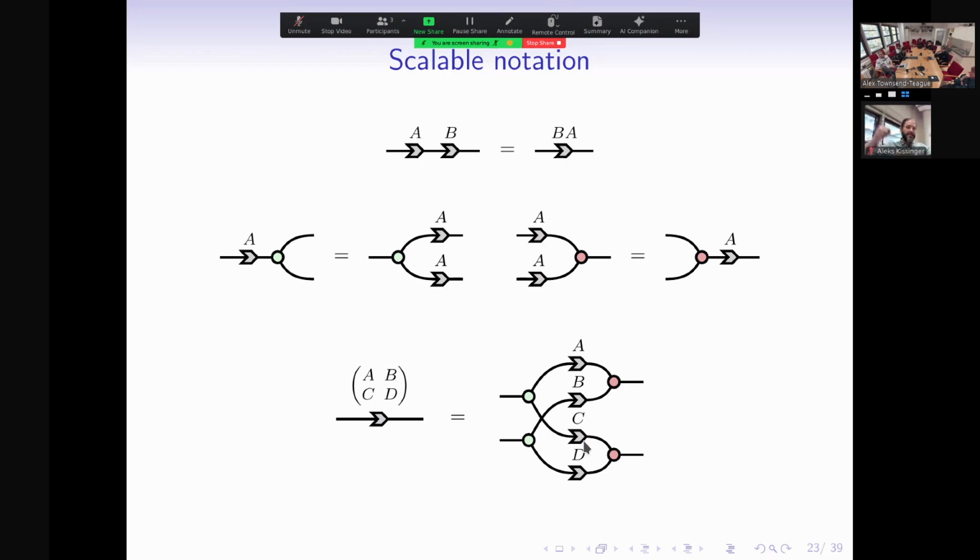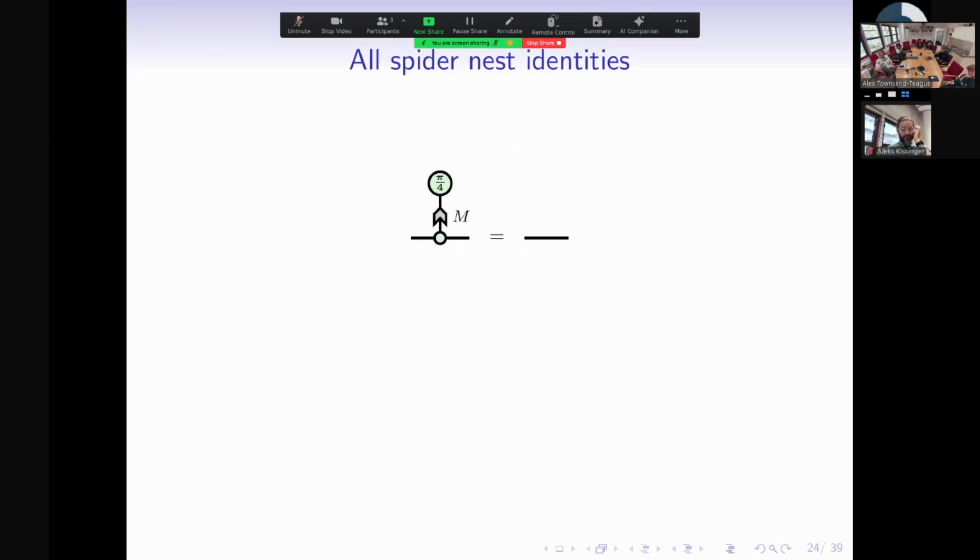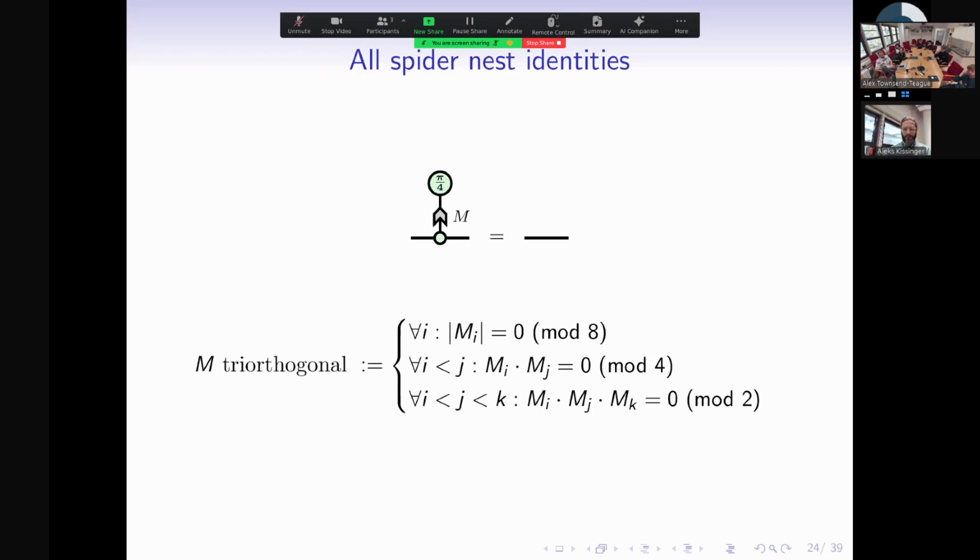I can think of this as pulling apart the matrix until I get all the way to the bottom, and I have a 1 by 1 matrix. It's a 0 or a 1. A 0 is going to break the wire by a green dot, then no wire, and then a red dot. And a 1 is just the identity. All the spider nest identities now look like this, but not for any matrix. This M needs to be a triorthogonal matrix.